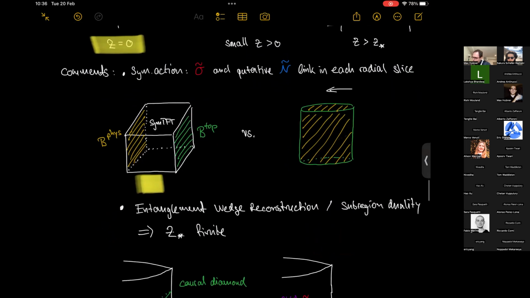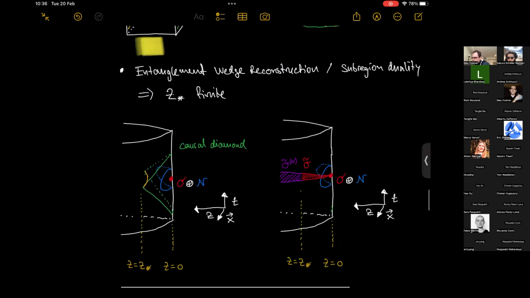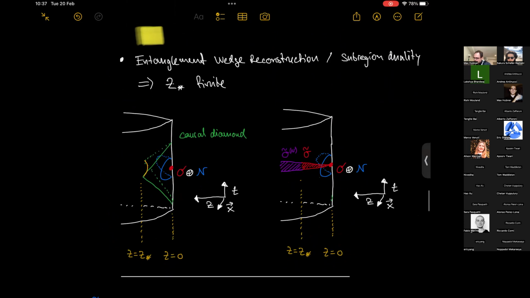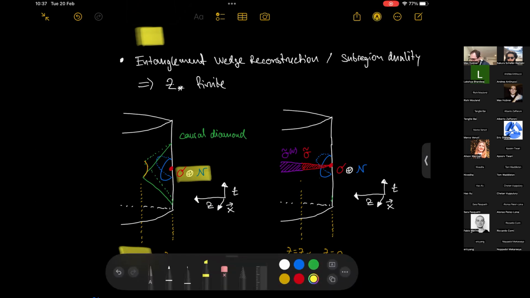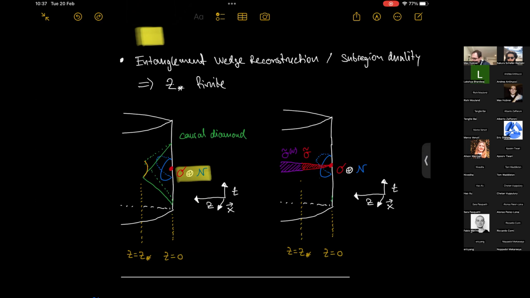Then a second comment to be made is that what we've learned from the entanglement wedge reconstruction and of the subregion duality is that this Z star, the point where O tilde and N tilde smear into each other, is at finite depth. And this is again the comic which demonstrates this. If I'm on the boundary and I start with my O and N in the CFT, and I now bulk reconstruct, then there is a finite distance Z star, where I can no longer distinguish these. And so here is just a picture drawn from the perspective of the local operator O. And so O tilde is going to transform into O tilde of N past Z star.